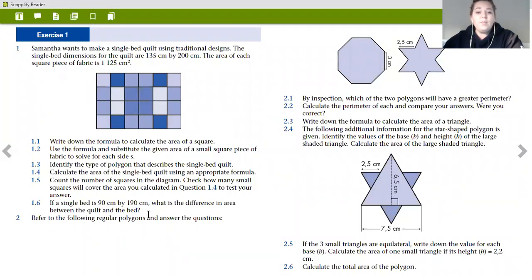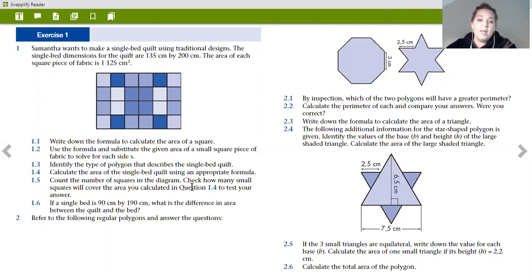Anyways, you can do it that way, or you can say there's 1, 2, 3, 4 here, so it's 4 times 1, 2, 3, 4, 5, 6. 4 times 6 is 24. You can do it that way as well, then you don't have to count every single block. So you've counted the number of squares, and you write that down.